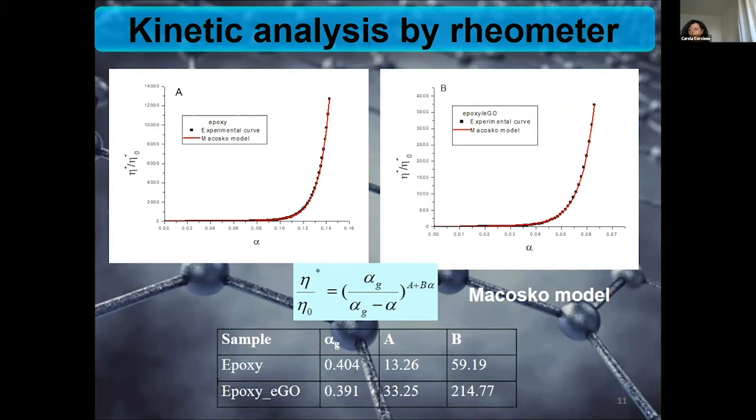The theoretical prediction that you can see in this slide, for both systems, so for the net epoxy resin and the filled epoxy resin, is in very good agreement with the experimental results. The fitting parameters obtained by fitting the experimental curves of these figures are also reported in the table, where you can compare the data obtained for the neat epoxy system with that obtained for the system filled with EGO.